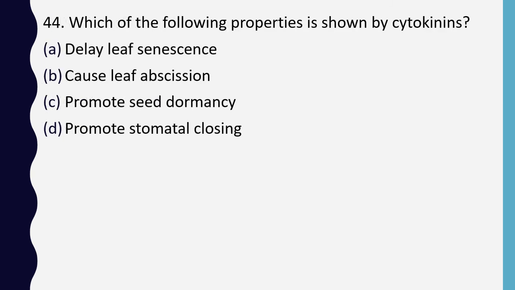Question number 44. Which of the following properties is shown by cytokinins? Delay leaf senescence, cause leaf abscission, promote seed dormancy, promote stomatal closing. The correct answer is option A, it delays leaf senescence.